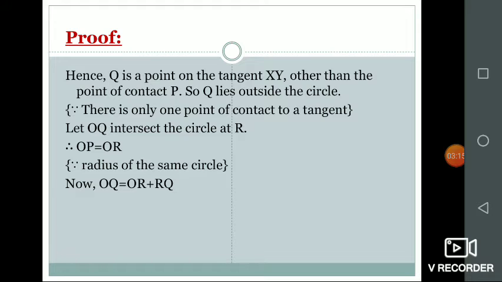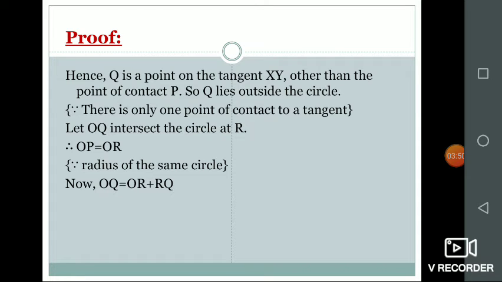Proof: Here Q is a point on the tangent XY other than the point of contact P. So Q lies outside the circle, because there is only one point of contact to a tangent. Let OQ intersect the circle at R. Therefore, OP is equal to OR, as OP and OR are radii of the same circle.